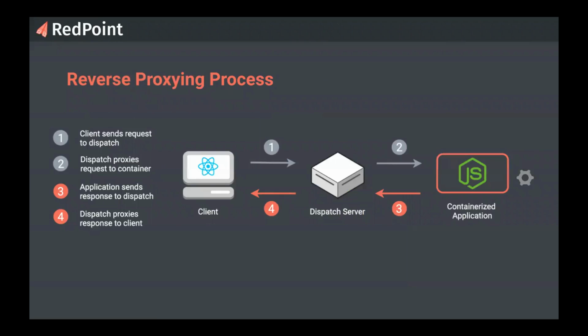And just to walk you through how that process works in our system, we've got our React client here that is going to send a code processing request directly to our dispatch server. The dispatch server then uses the session data to forward that request to the appropriate application server inside a container, where that code is evaluated, a response is generated, and then the response goes back to the dispatch server. And then finally, the dispatch server does the work of proxying that response on to the client.